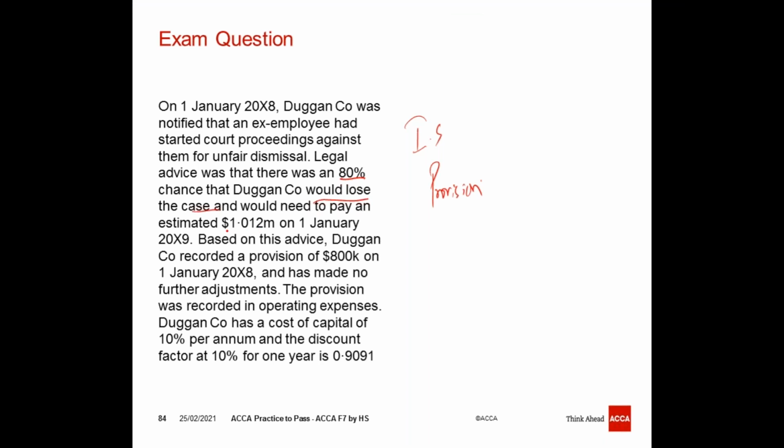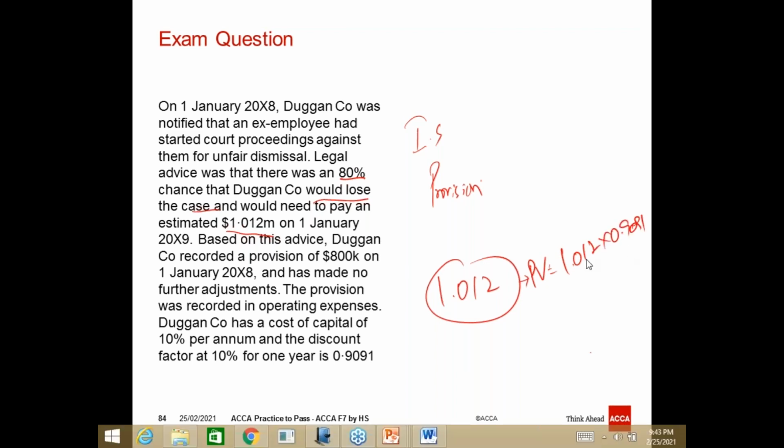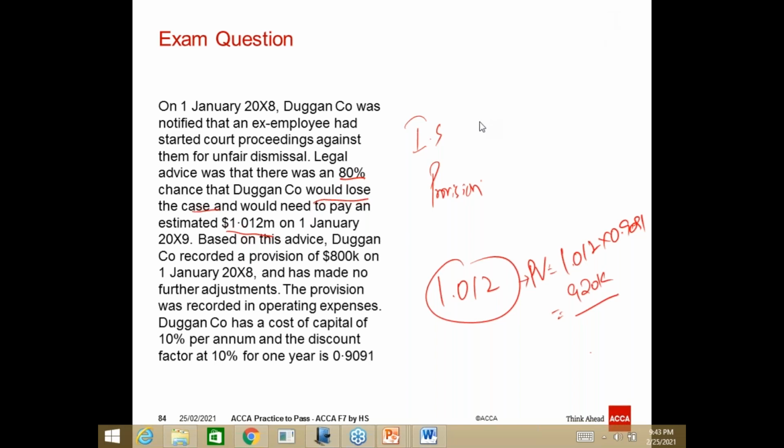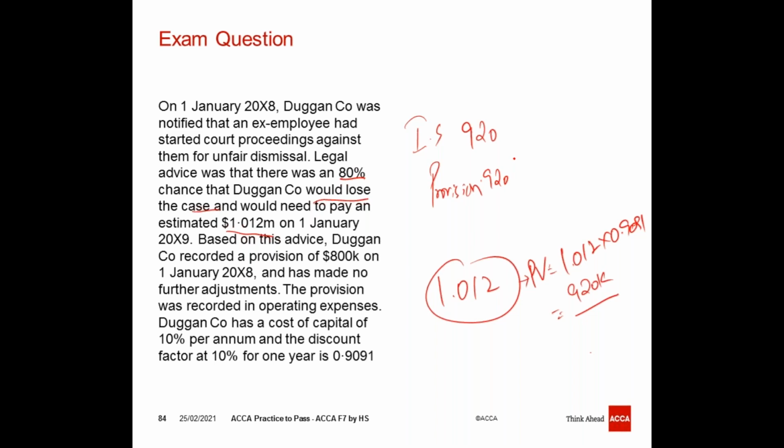So at an estimated amount of 1.012 after 1 year. As I said earlier, all future long-term obligations should be recorded at the present value. Duggan has recorded a provision of 800,000, but it should be recorded at the present value. So 1.012 into 0.9091. Can you calculate the amount? So it is actually 1.012 into 0.909, 920K. So the company should record this provision at 920K, but they have already recognized it at a value of 800,000. So you need to make an adjustment for the difference of 128.